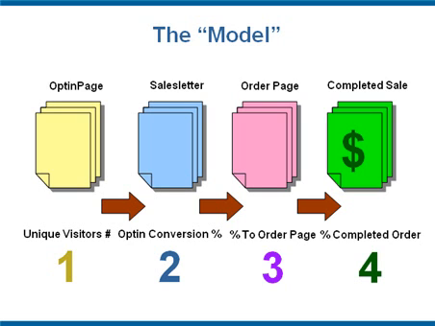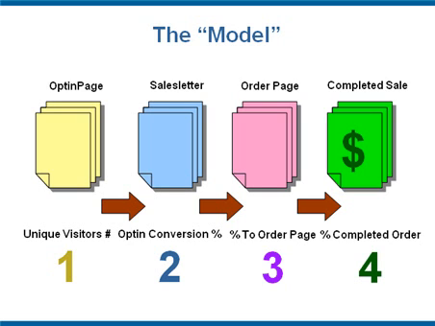Now, let's look at these numbers. The number of unique visitors. Again, unique visitors that individually came to your website. Pretty simple. The opt-in conversion number, meaning the number of people that opted in to see your sales letter. The percentage of people that went from your sales letter to your order page is number 3. And the percentage of people that actually completed your order, meaning the overall conversion. So again, number 4 is the percentage of people that completed the order process, or your overall conversion.